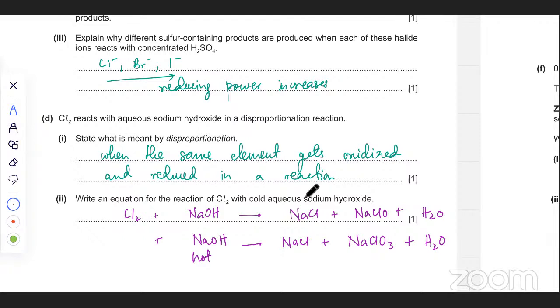You have to balance both equations. The first one is, I think, already balanced. You just have to add a 2. So that's the equation they were looking for.